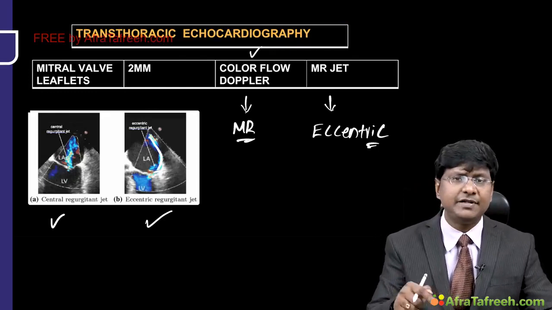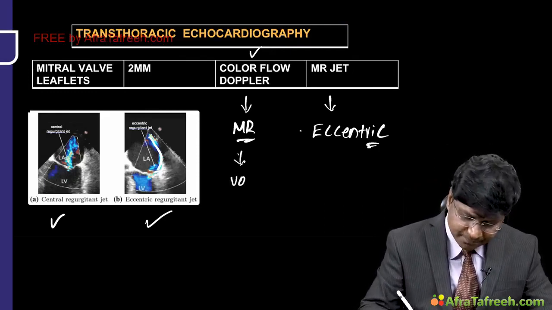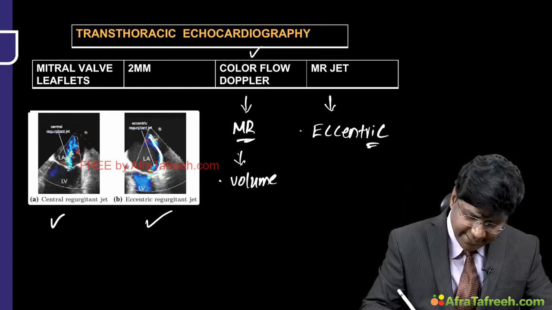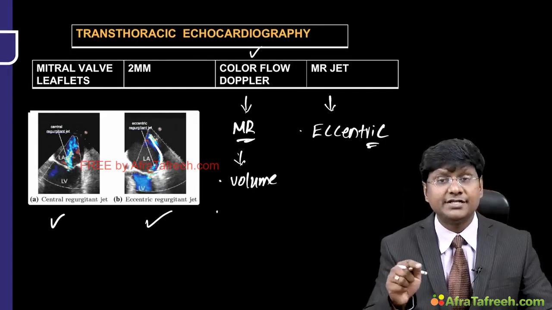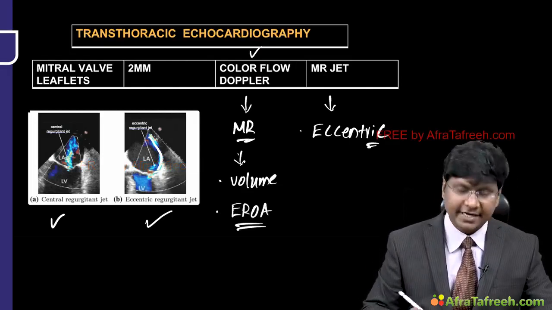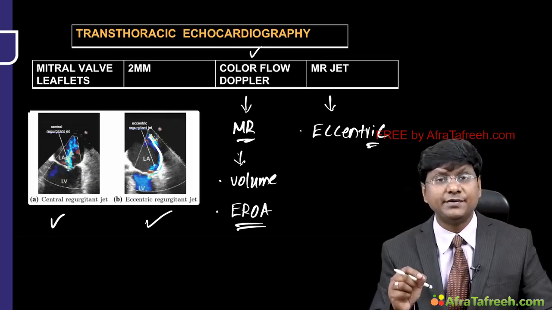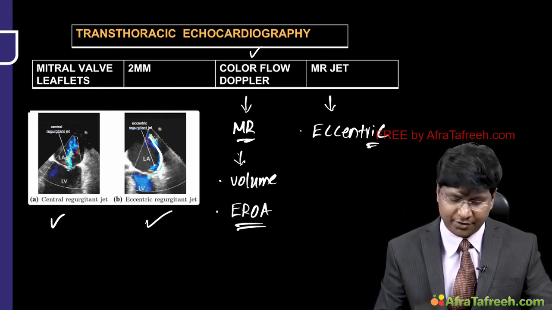And not only that, we will also be able to make out the MR volume, right? And we will also be able to make out the effective regurgitant orifice area. So that is the advantage of doing the two-dimensional echocardiography.